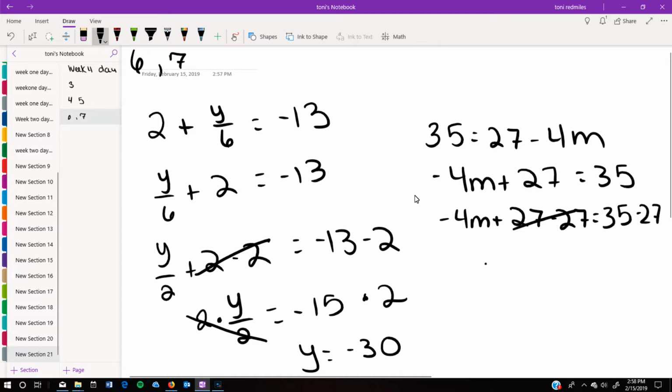That gives me a big fat 0. So I have negative 4m equals 35 minus 27 is going to give me an 8. Right now the negative 4 is being multiplied to the m, so to undo it, I have to divide it on both sides. A negative and a positive gives me a negative, and 4 goes into 8 2 times, telling me that m equals a negative 2.